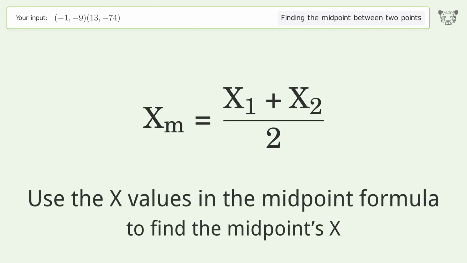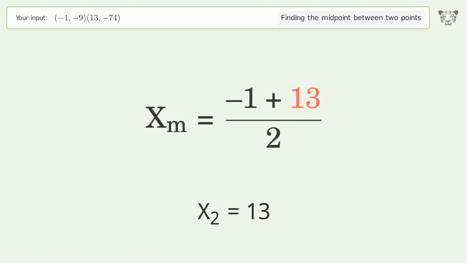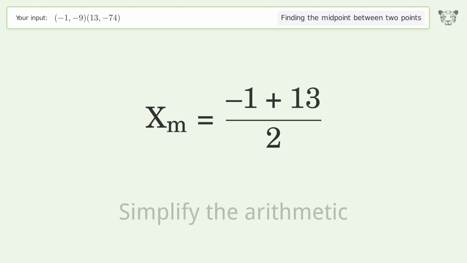Use the x values in the midpoint formula to find the midpoint's x. x1 equals -1. x2 equals 13. Simplify the arithmetic.